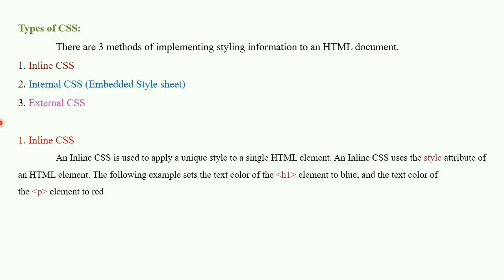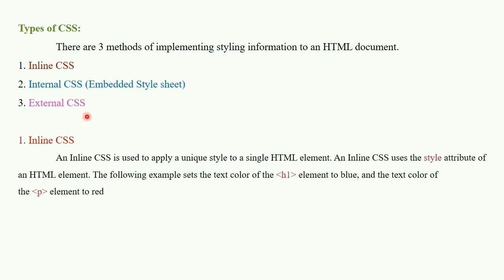Then, types of CSS. There are three methods of implementing styling information to an HTML document. First, inline cascading style sheet. Second, internal cascading style sheet, which is also called an embedded style sheet. And third, external cascading style sheet.